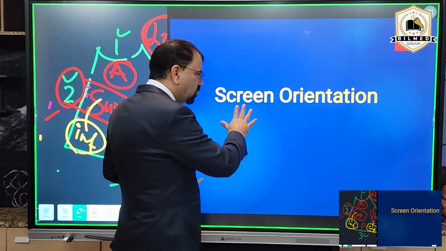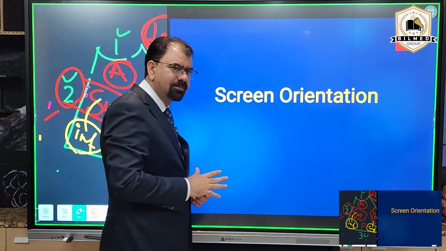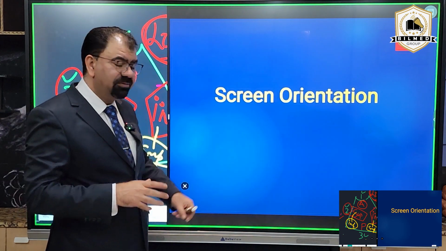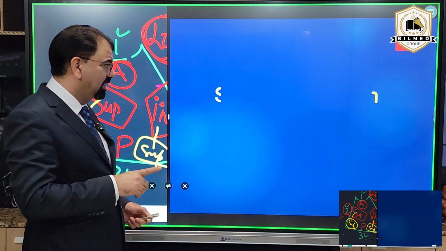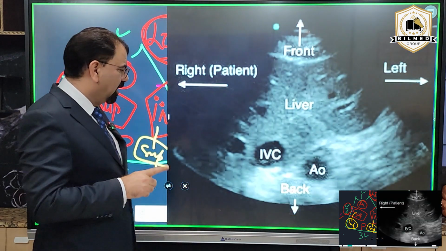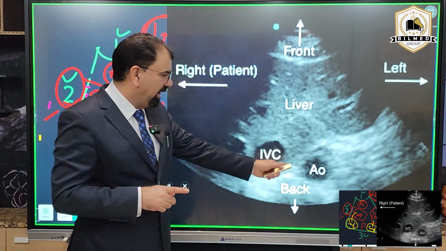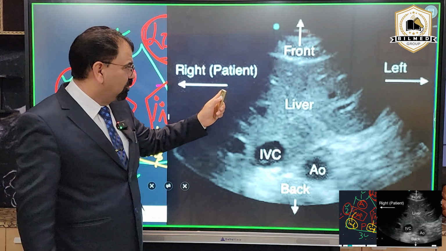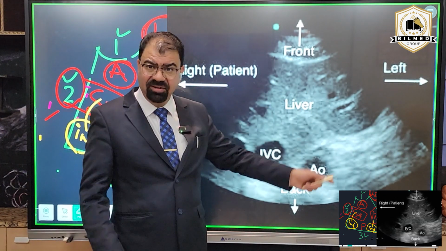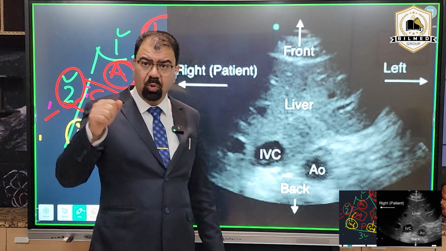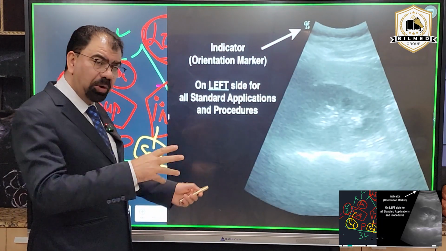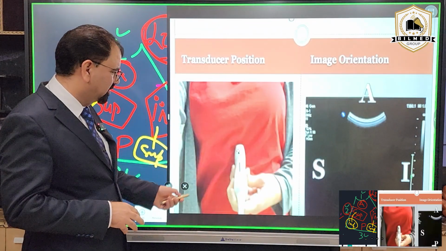So, know your screen orientation. The screen orientation is very, very, very important. 3 times I'm repeating it. Now, know what wire is. Wire is your right, wire is your left, and wire should be the probe marker, and wire to rotate it, which we have just now discussed.